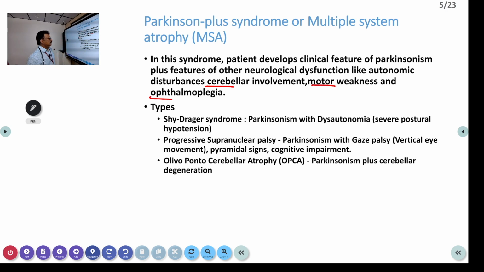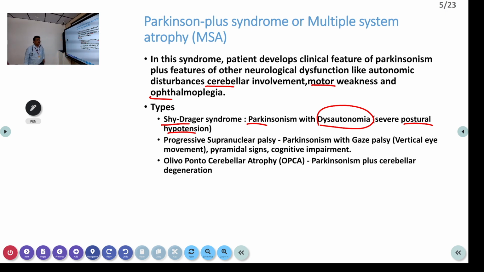Some conditions are called Shy-Drager syndrome. In that, dysautonomia, autonomic dysfunction, will be there associated with Parkinson. So they have increased sweating, palpitation, tachycardia, bradycardia, fixed heart rate, postural hypotension. All these things are very common. So any patient who has postural hypotension in Parkinsonism, early on you have to suspect Shy-Drager syndrome.